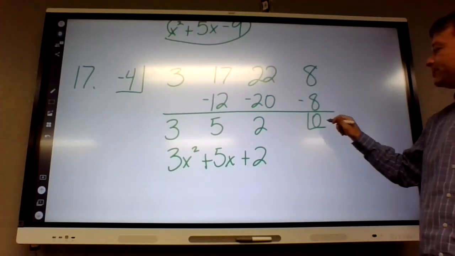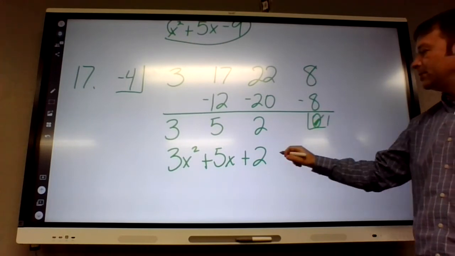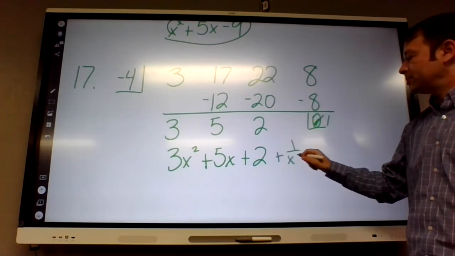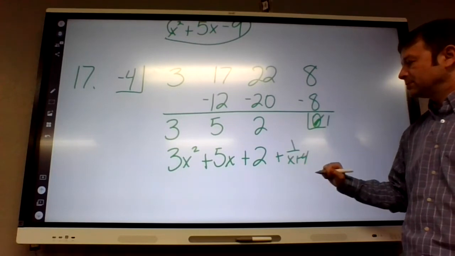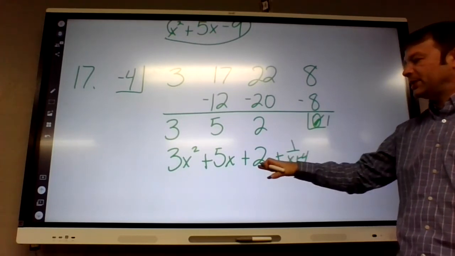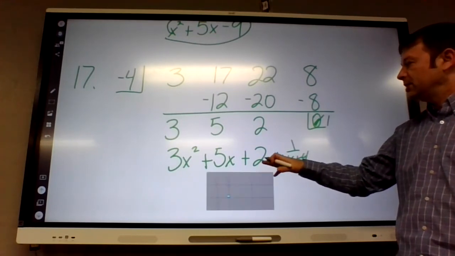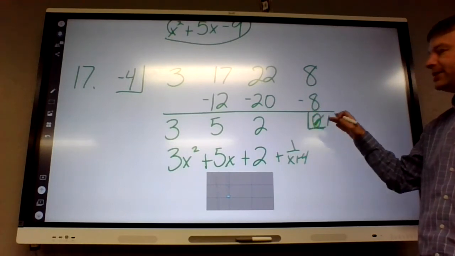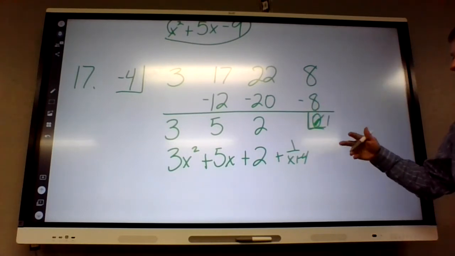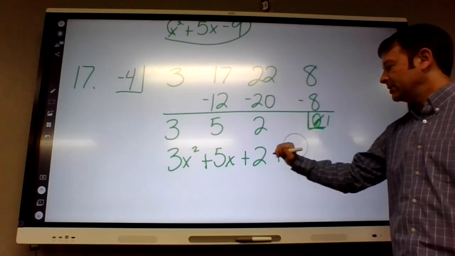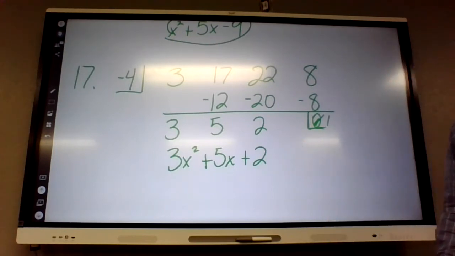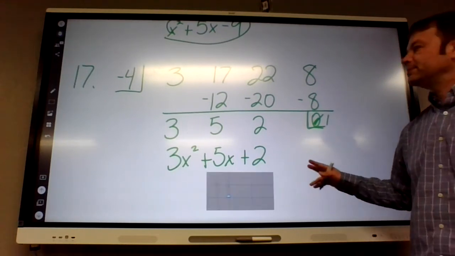So if this had been, say, a 1 or something, I would have put plus 1 over x plus 4, the divisor. And then you would still keep the 2 the same like that. This is a normal 2 no matter what. The reason we put a box around it is to separate it, to keep it clear that this is separate. And anyway, yeah, the last number is the remainder. Synthetic division has other uses. That's another reason why the box is over there.